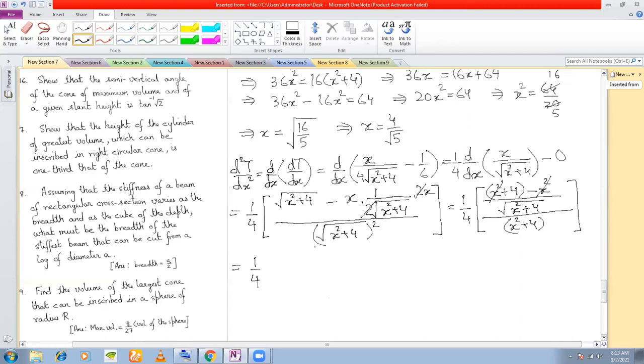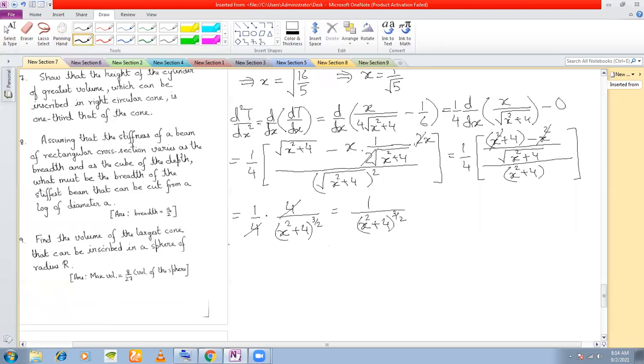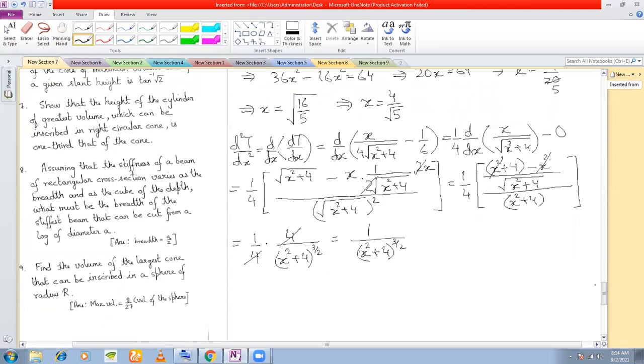What you are going to get here is 1/4 into 4 by x square plus 4 to the power of 3 by 2, which is equal to, now here 4 and 4 cancel. You simply get 1 by x square plus 4 to the power of 3 by 2. Okay. Now we need to check the sign. What is the value of x here? At x is equal to 4 by root 5.